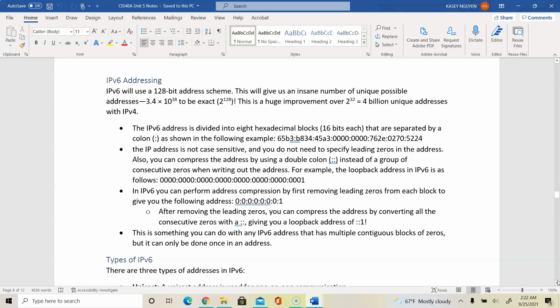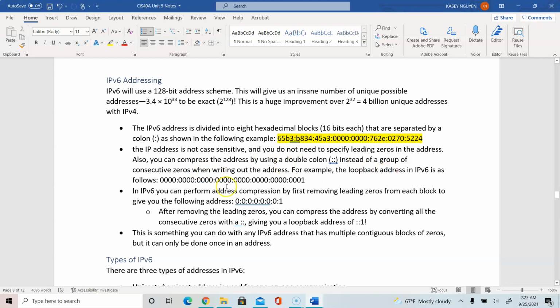And what it does, it uses 8 hexadecimal blocks, 16 bits each, separated by a colon. So an example of this is here. This would be an example of an IPv6 address, where you would have the digits separated by the colon. And IPv6 addresses are not case sensitive, but you can have a shortened or compressed address using a double colon, which just means that there are zeros in the address.